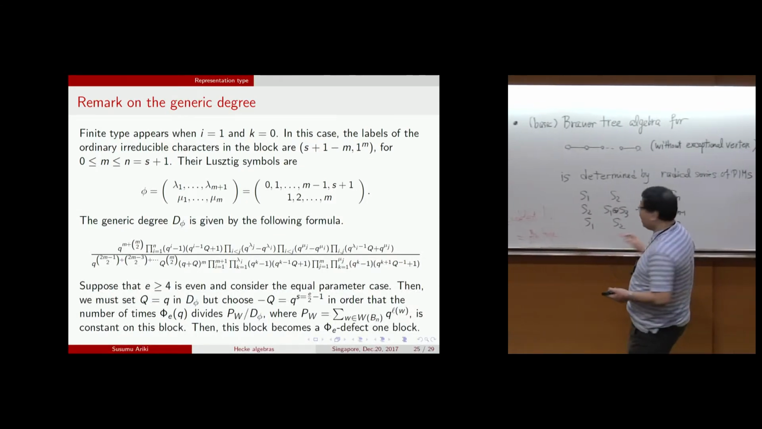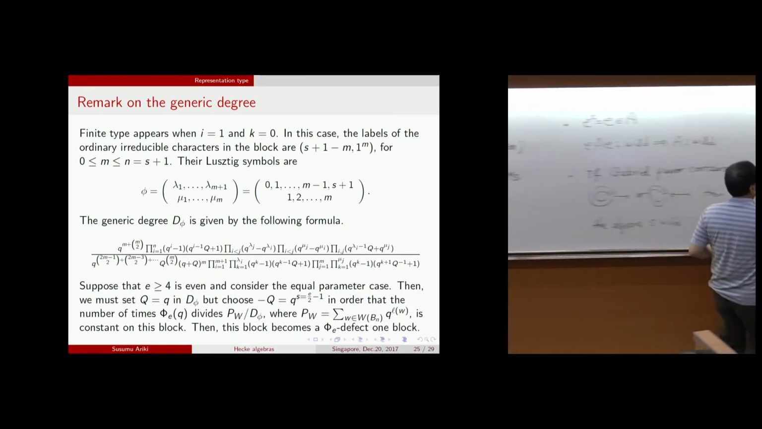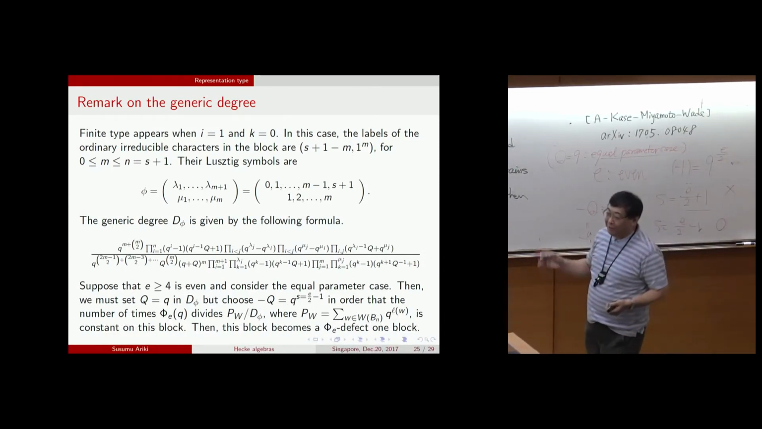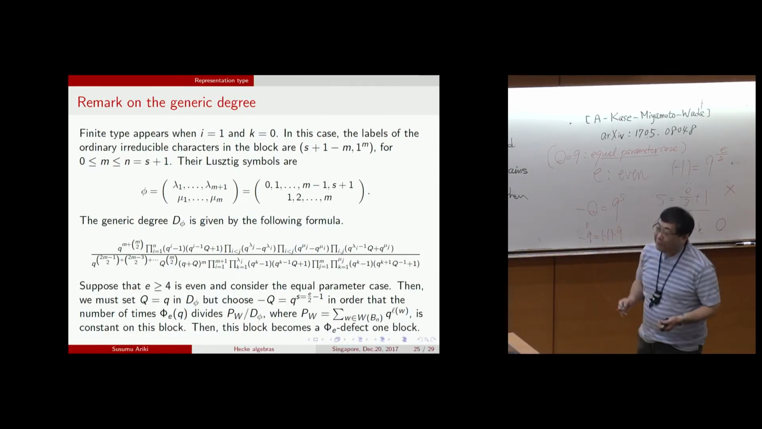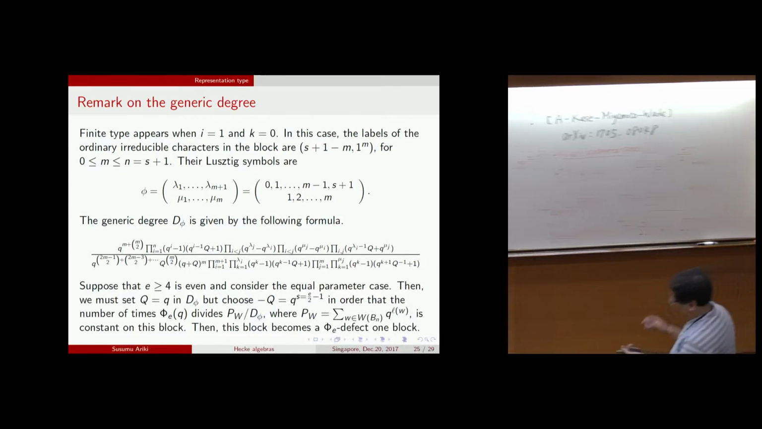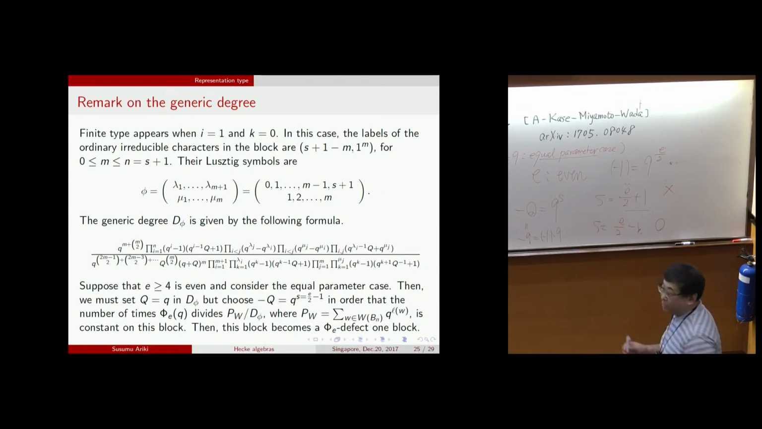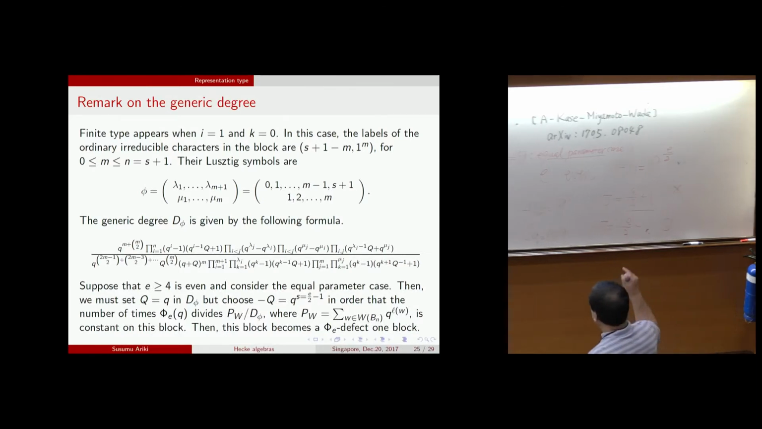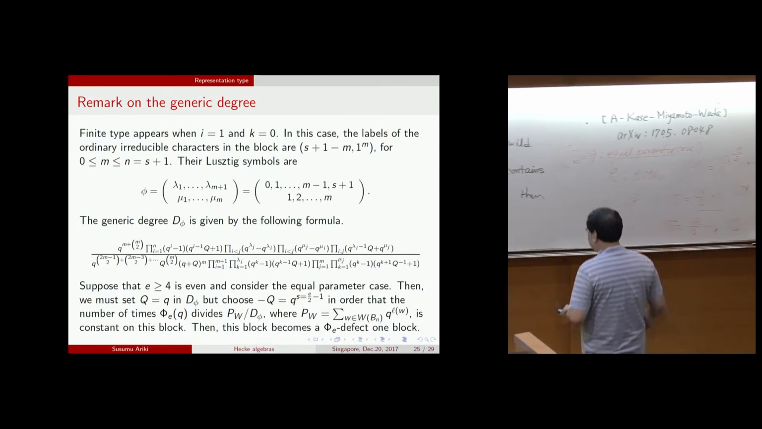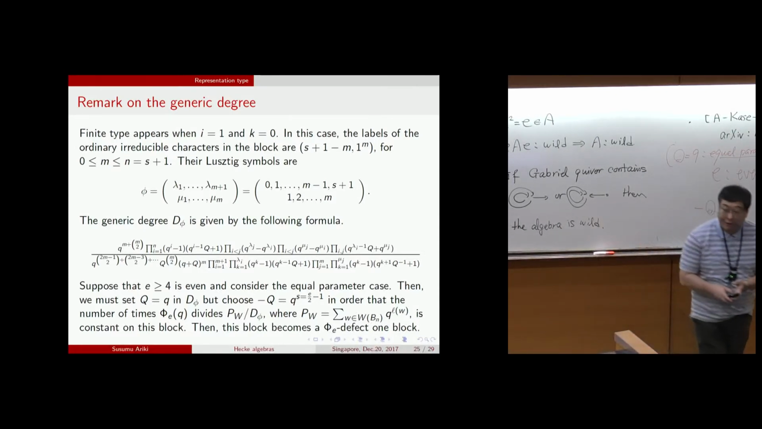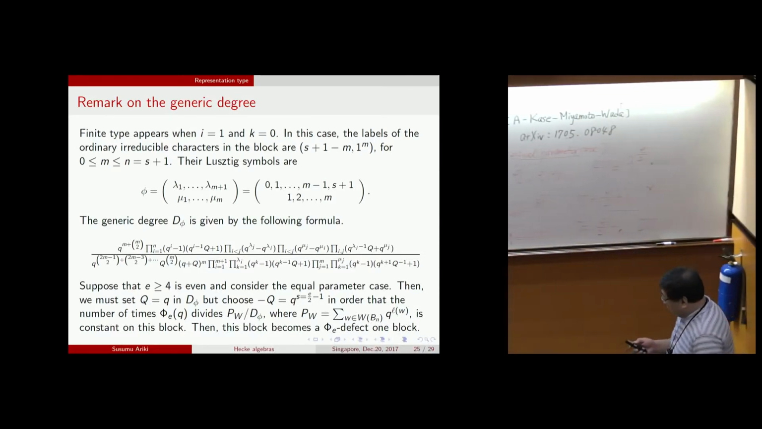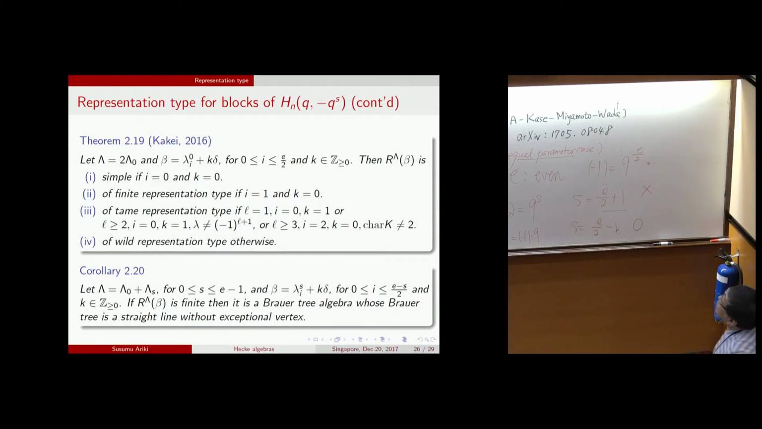Okay. Anyhow, this is only for the equal parameter case, and I don't expect anything for the unequal parameter case. But my method has also determined different types of block algebras for the unequal case as well. So of course, my result is broader, but if we restrict to the equal parameter case, we have such an interesting combinatorial question.